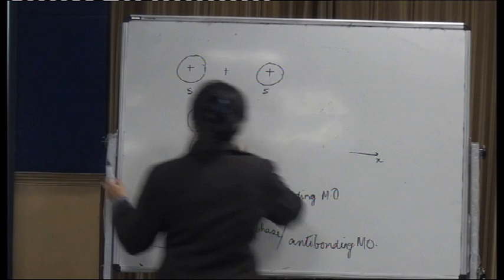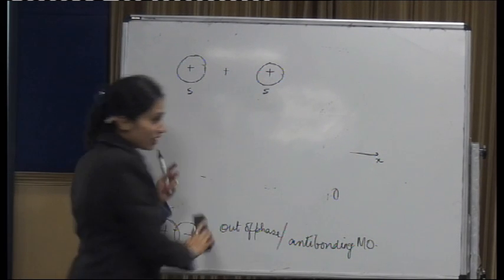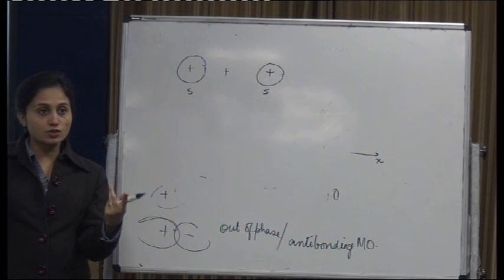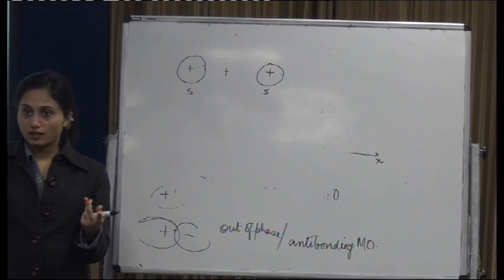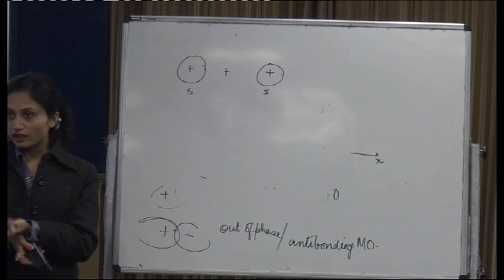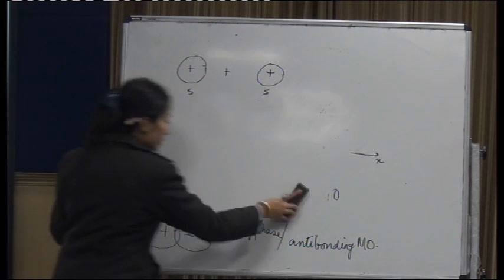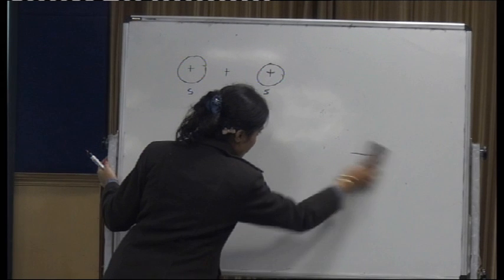Now here, let's talk about what are the two combinations which are possible. One is a positive linear combination, the other is a negative. या तो वो दोनों ऑर्बिटल्स ऐड होंगे या फिर सब्ट्रैक्ट होंगे. ठीक है? All these points are clear. Now you will tell me what kind of bond will be formed.